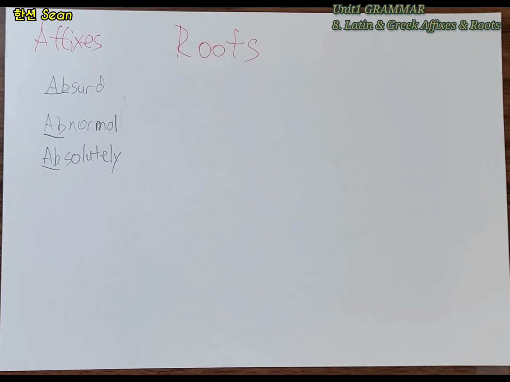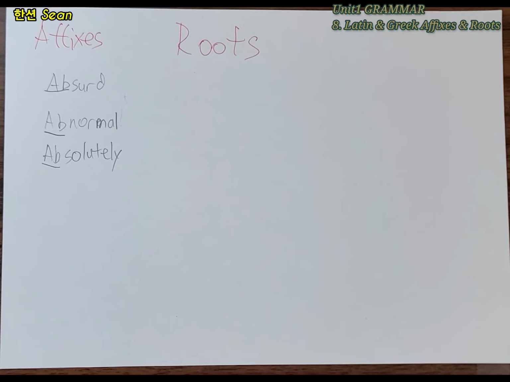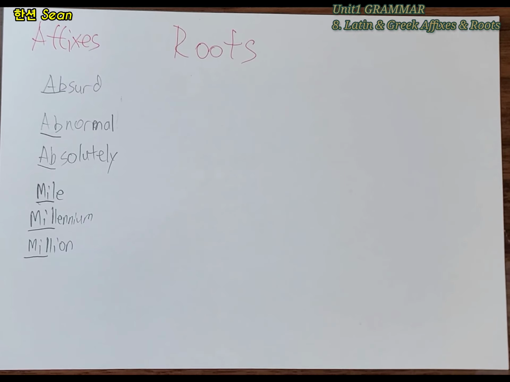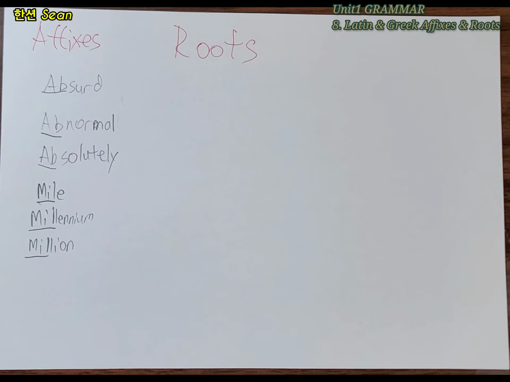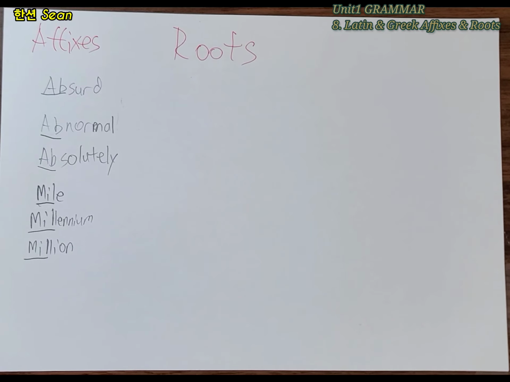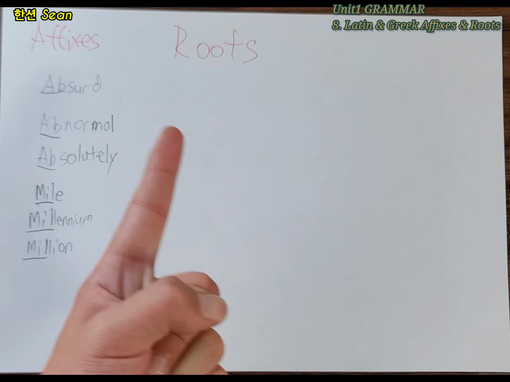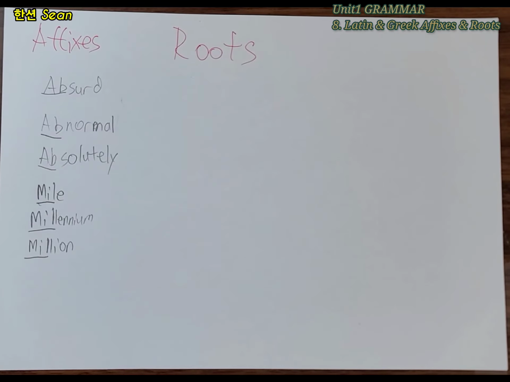Now, how is this related to Latin and Greek? Well, the words mile, millennium, and million all come from Latin and Greek. That's because the English language is made up of other languages, and all those other languages English is from are based on the Greek and Latin alphabet. We have the word alphabet because of the first two letters of the Greek alphabet, alpha and beta. Yes, that is a true story.